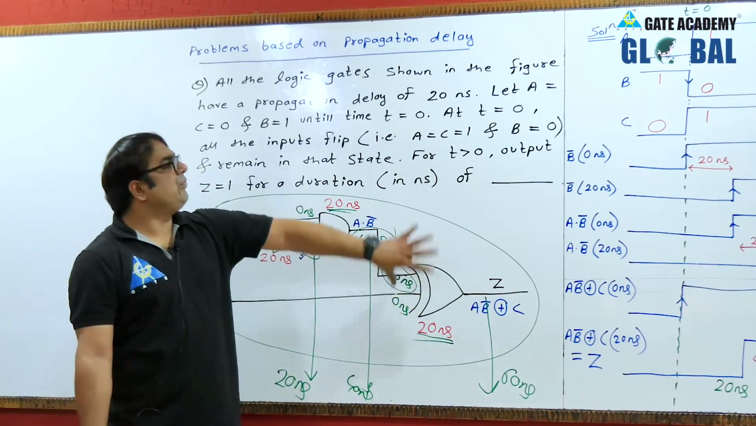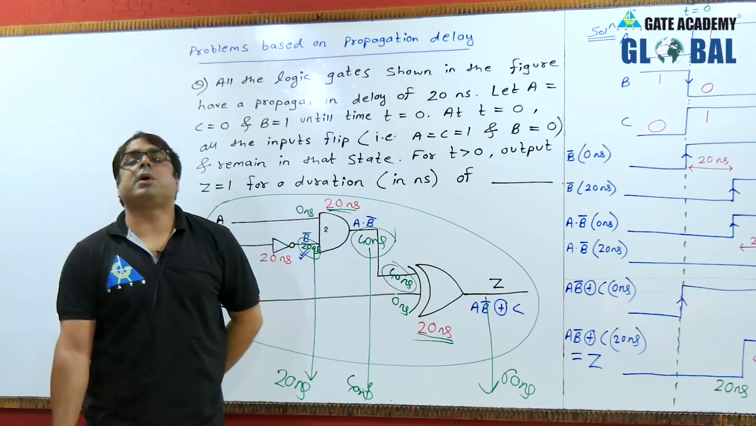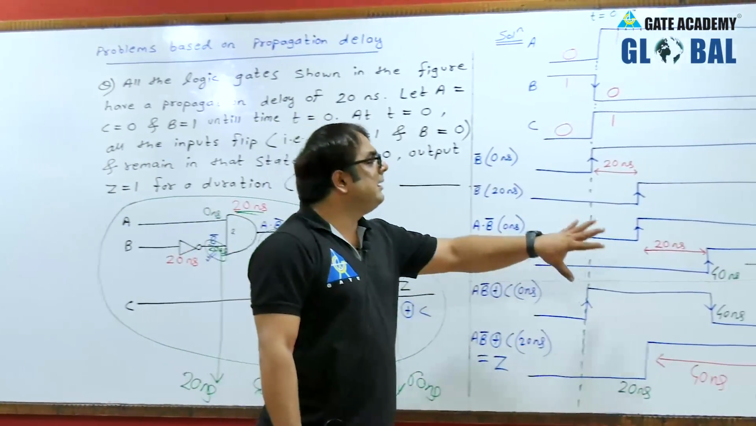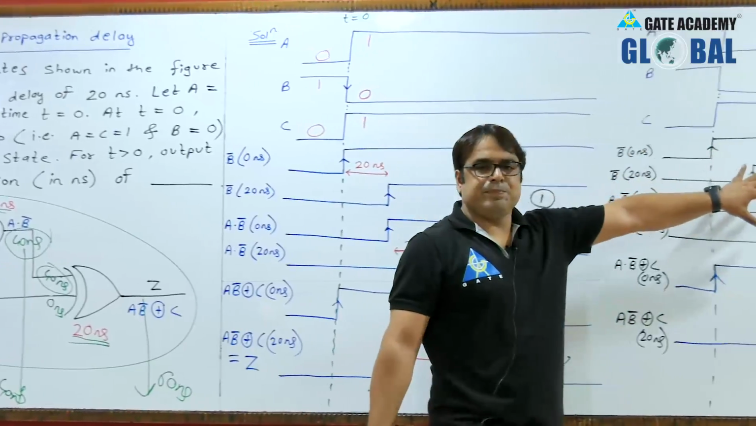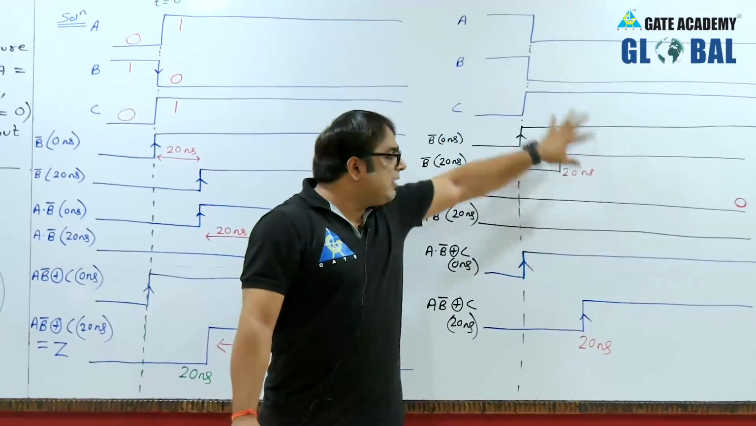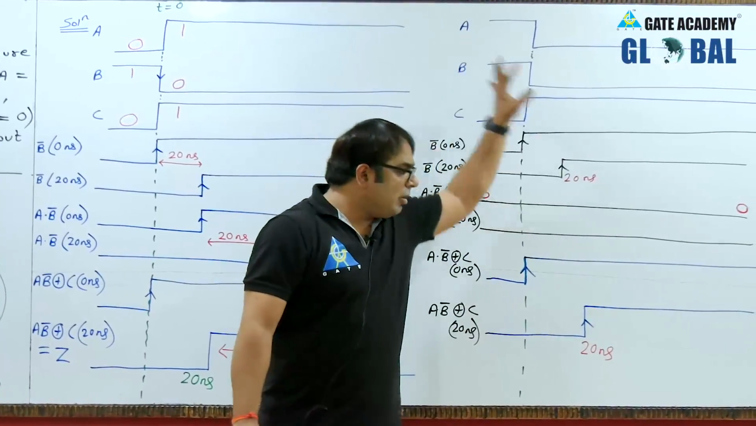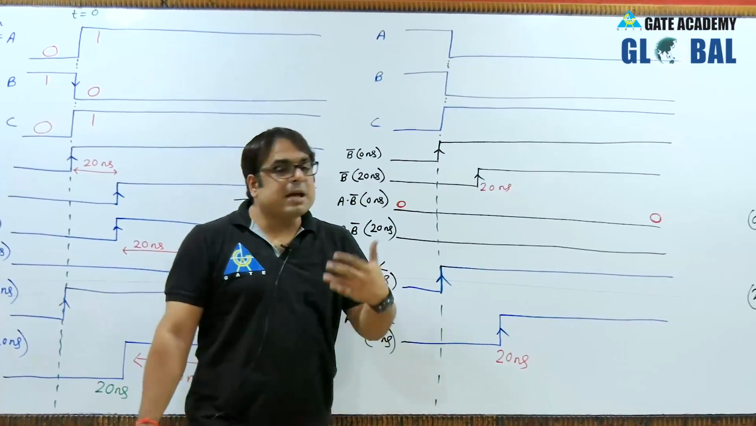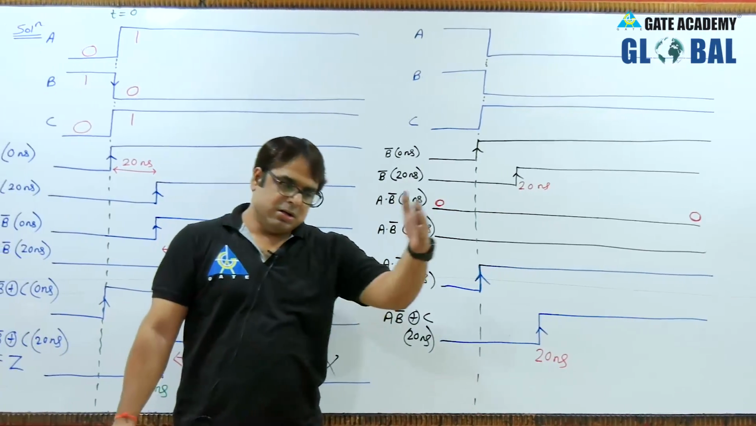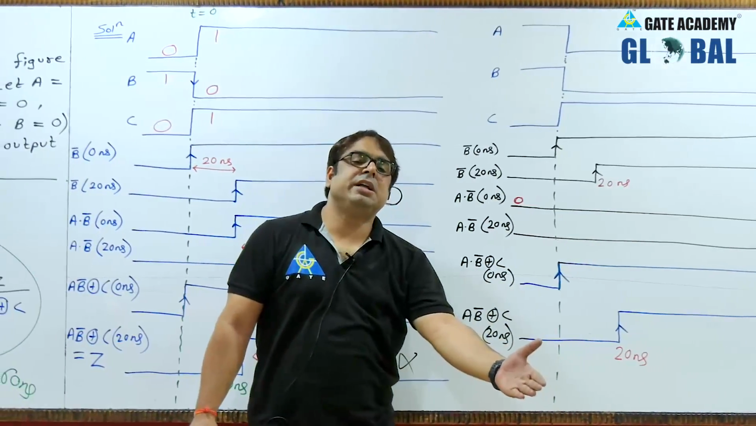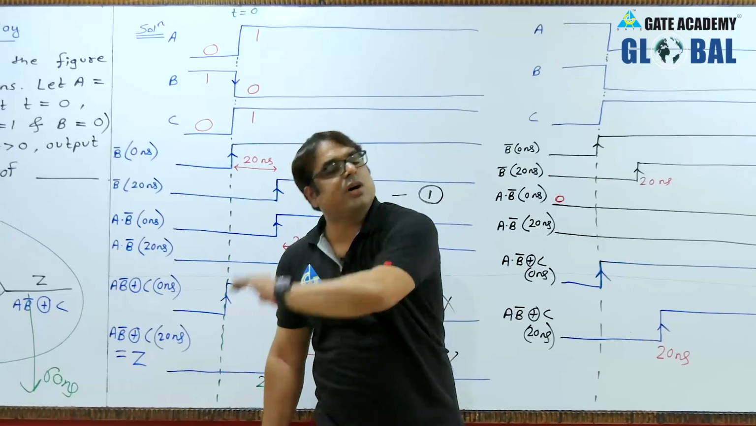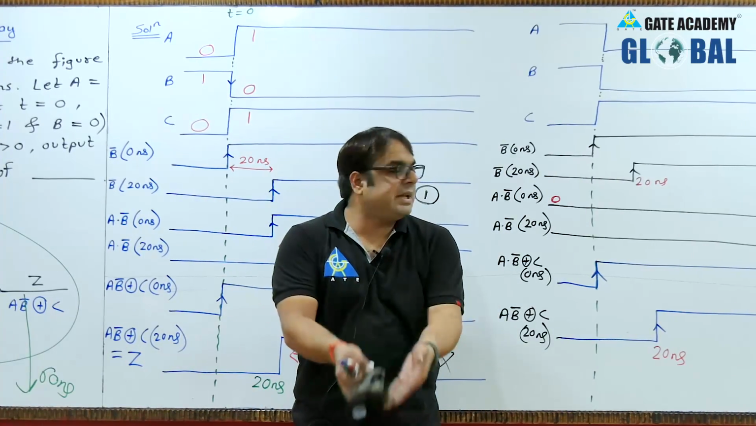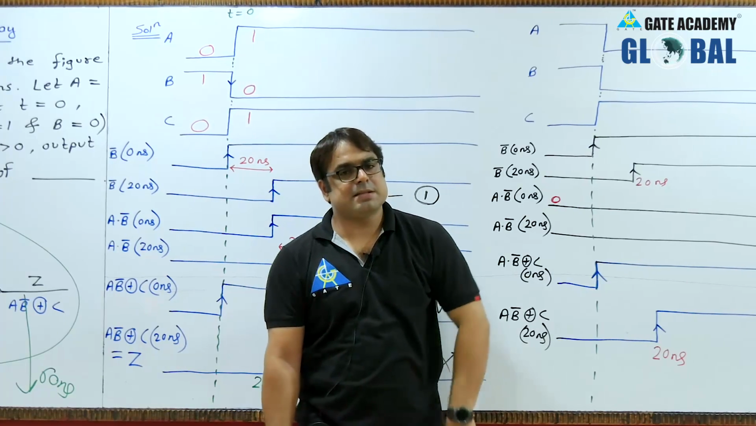But if it is given for some particular input conditions, I suggest you go by the waveform method. It will never confuse you. It will always give you the correct answer. So I hope something is clear about worst case propagation delay and propagation delay for a particular input condition. I will try to take some more examples later.